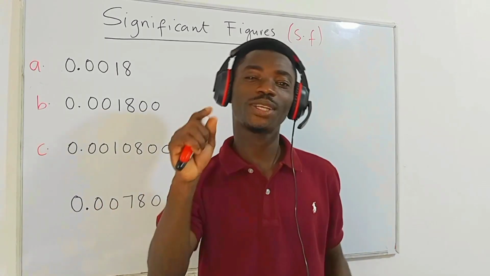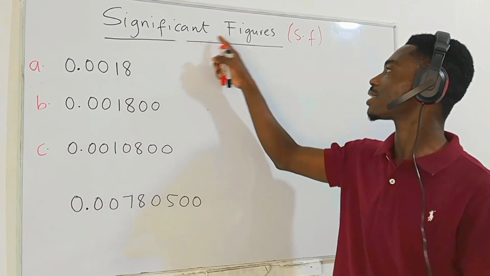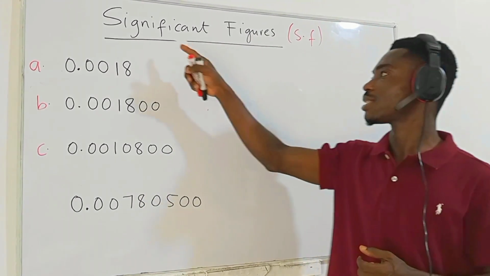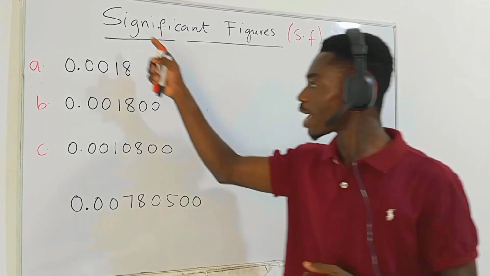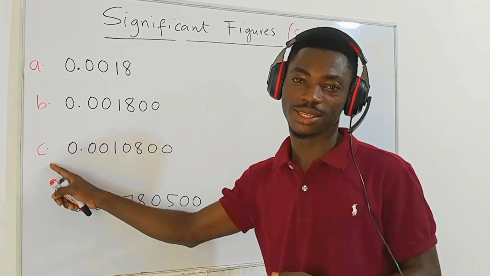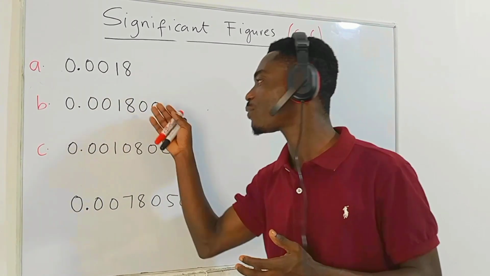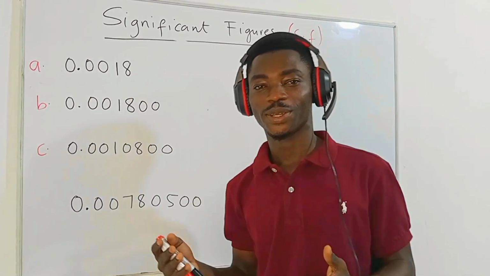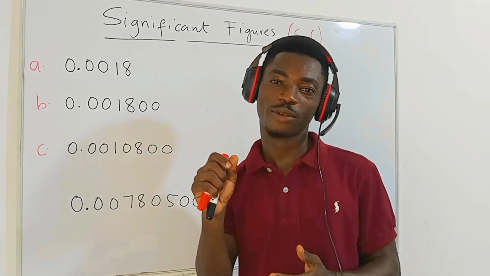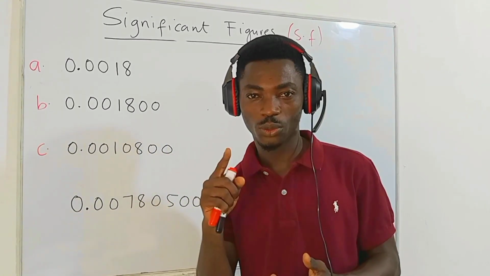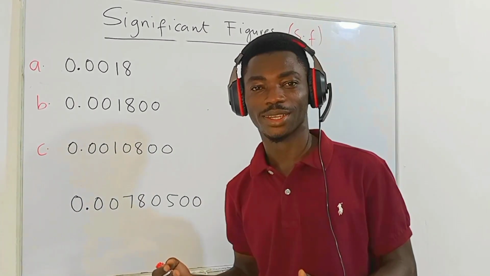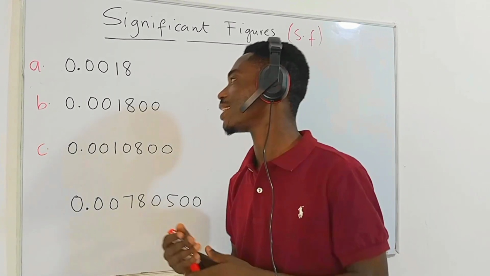Alright guys, in today's video we will look at significant figures, and from time to time you'll see me using SF for significant figures. So let's say we have these small numbers A, B and C. How many significant figures do we have in each? Before we start, pause the video and give it a try first. And if you get it wrong, don't worry, we will use this example right here to explain everything. If you are done, let's get right into it.